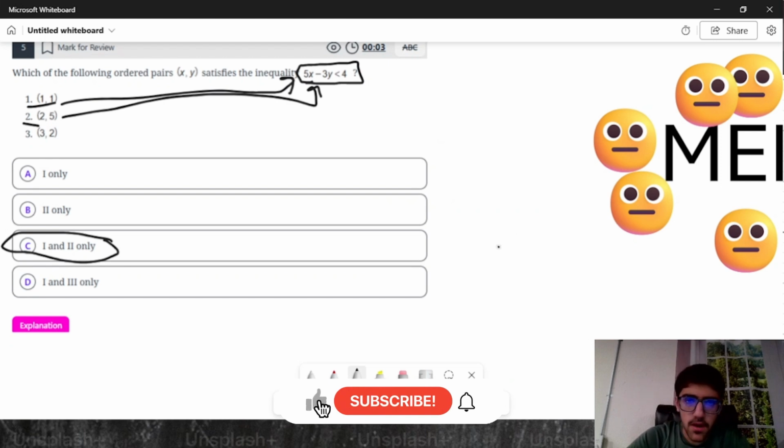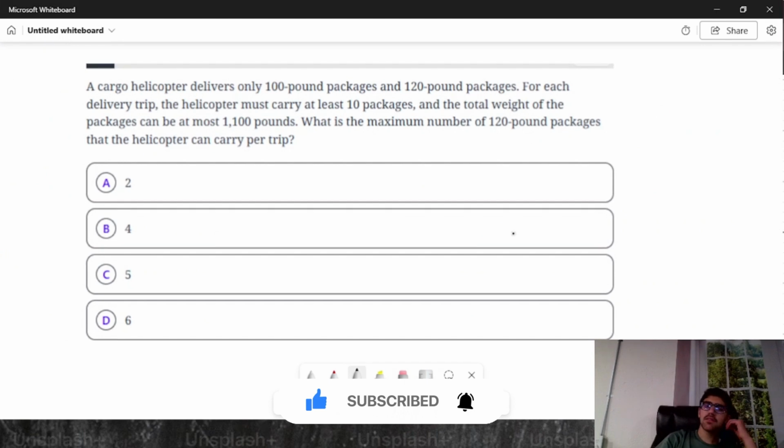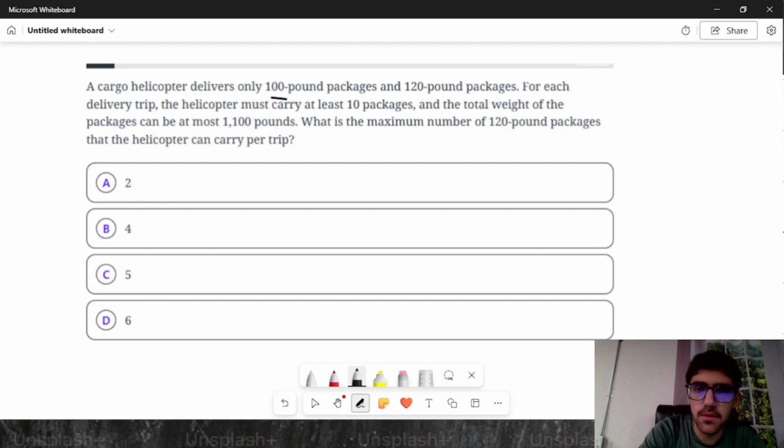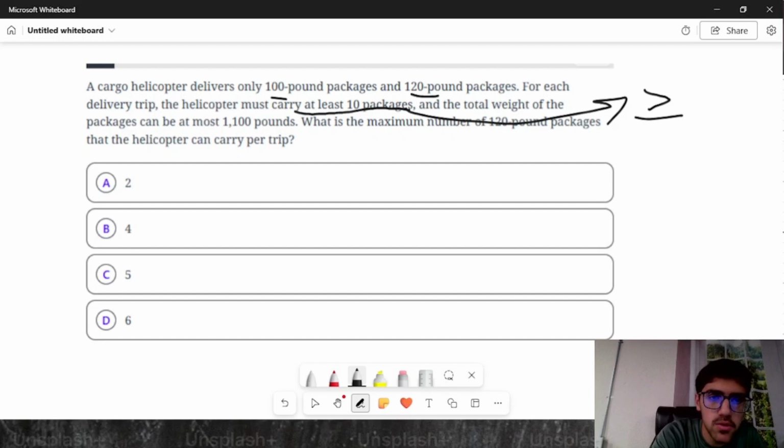Okay, so now let us move on to the medium questions. This question tells us that a cargo helicopter delivers only 100-pound packages and 120-pound packages. For each delivery trip, the helicopter must carry at least 10 packages. So at least means greater than or equal to. And the total weight of the packages can be at most 1,100 pounds, so at most means it must be less than or equal to. What is the maximum number of 120-pound packages that the helicopter can carry per trip?